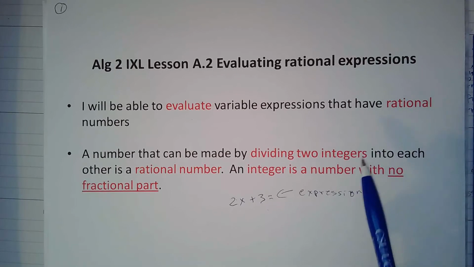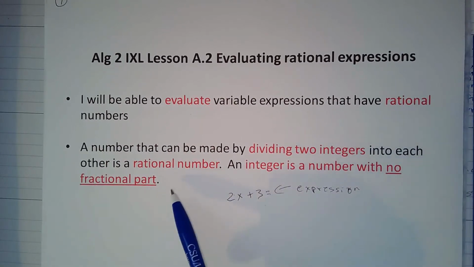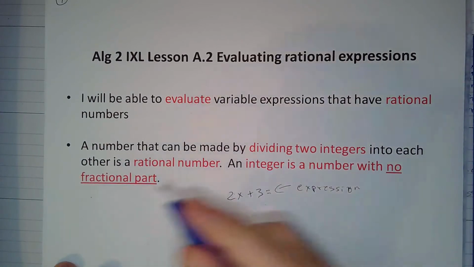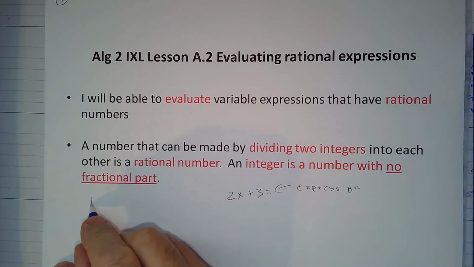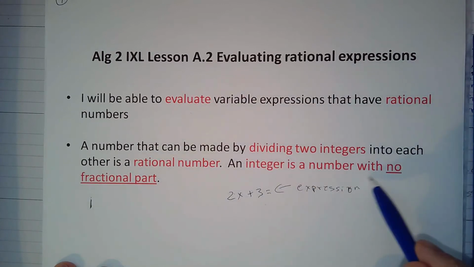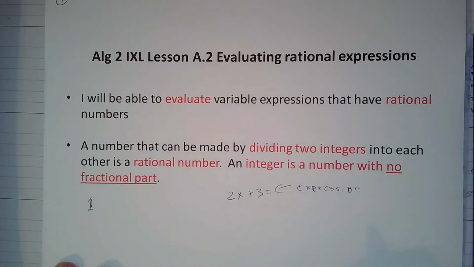What's a rational number? Well, that's where you're dividing two numbers, and those two numbers are called integers, into each other. So an example of a rational number could be 1 divided by 2. 1 is an integer, and integers are numbers that have no fractional parts. So if I've got the number 1 here, it doesn't have a fractional part, it's just a number. So it's a whole number. It's a counting number. So we call those integers.